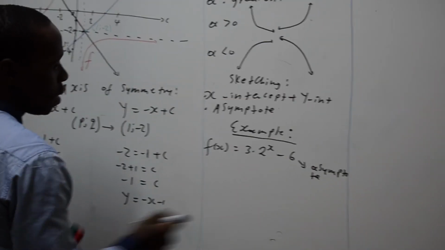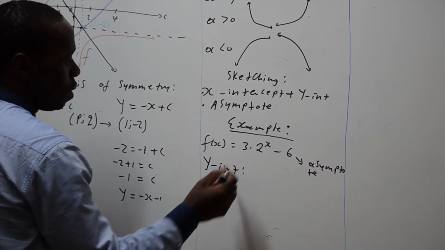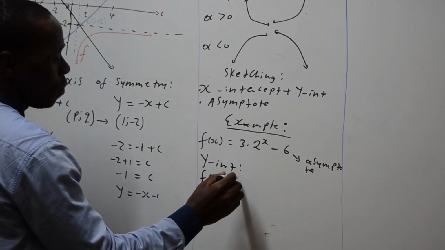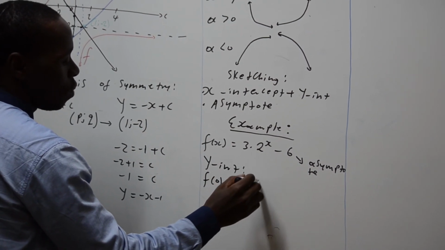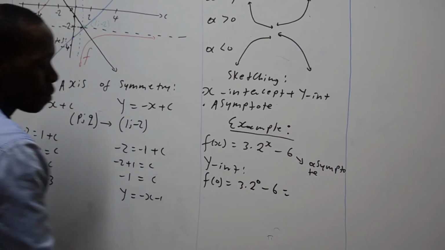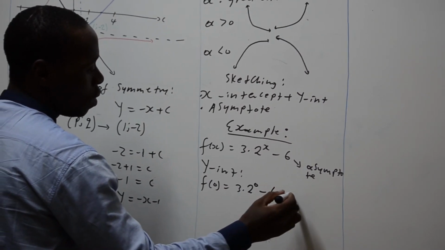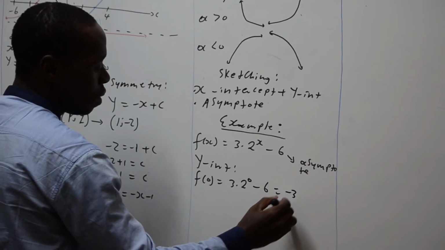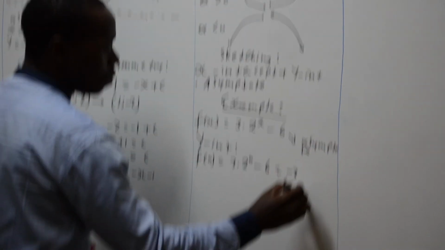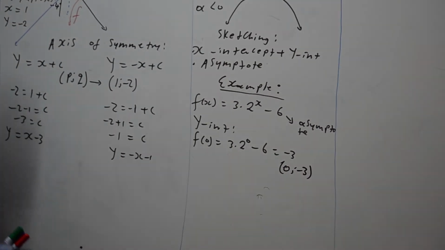Okay, let's find the y intercept. We do the same thing as with the hyperbola: put 0 in place of x. Use your calculator, please don't forget it, so that you don't make a mistake. So here we have 3 minus 6, because 2 to the power 0 is 1. So this is minus 3. So your y intercept will be 0 comma negative 3. That's what we have.